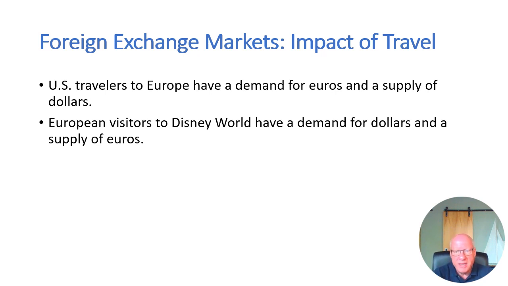Now, of course, a European visitor to the US, let's say going to Disney World, they do the exact opposite. Disney World's not going to accept Mexican pesos and all the different currencies in the world. There's no way that their clerks could possibly keep track of all those currencies. They want to get paid in US dollars. So the European visitor in this example will have to demand dollars from its bank or from a bank here in the US, and they will supply euros.